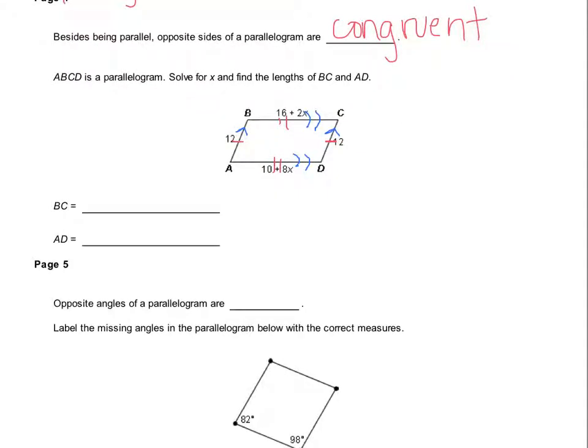Knowing that they're parallel, we're supposed to solve for x and find the lengths of BC and AD. Well, if I know that BC and AD are the same length, because it's a parallelogram, then what I know is that 16 plus 2x is equal to 10 plus 8x.